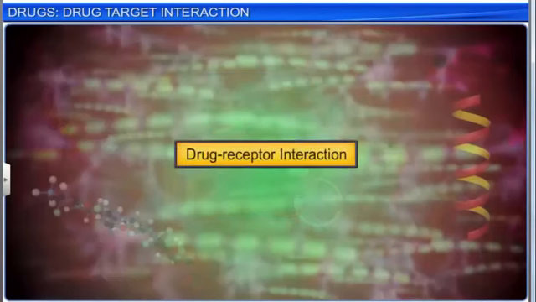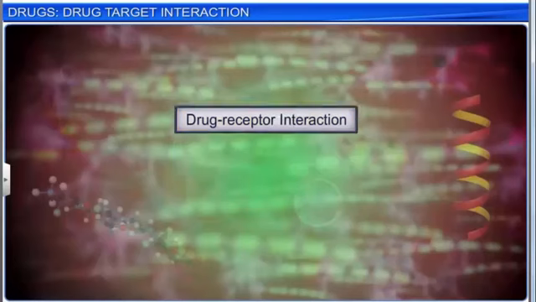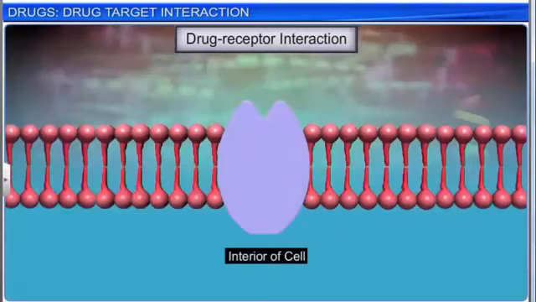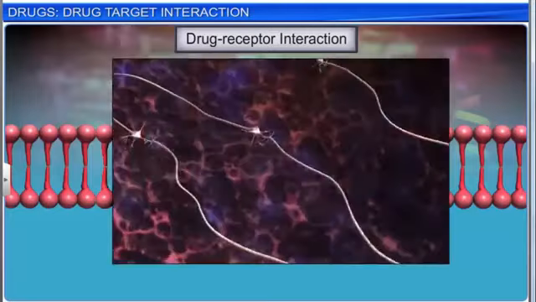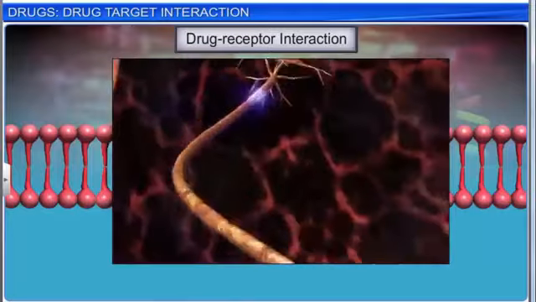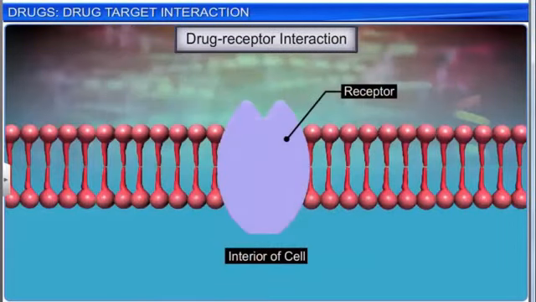Now, let us see the drug-receptor interaction. The tissue constituent with which a drug is supposed to combine to produce a pharmacological effect is called a receptor. Receptors are important to the body's communication process. Most of them are embedded in cell membranes.